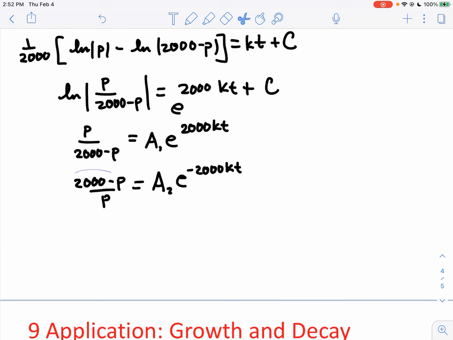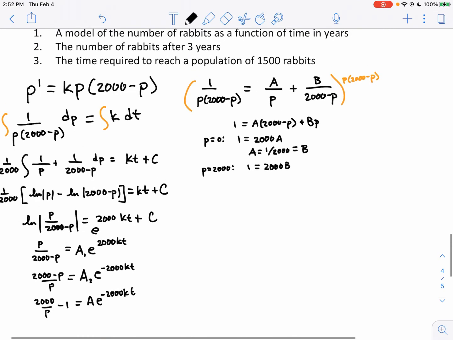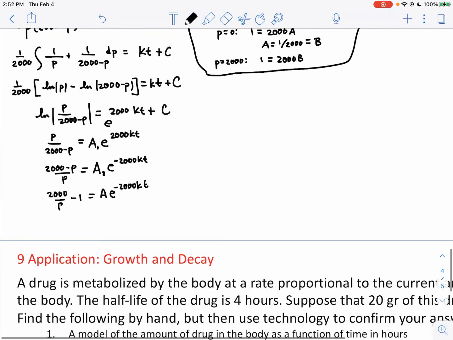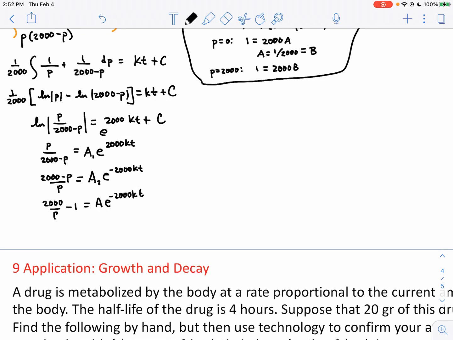And the reason why inverting it was nice was I can now split the denominator p up and say this, that 2000 over p minus 1 is equal to, I'll just put a again, e to the negative 2000 kt. I'm going to add the 1 and then invert both sides again. So let's have this boxed off. Add 1 to both sides and invert again. Okay, so add 1, I'll do this in 2 steps. 2000 over p is equal to 1 plus a e to the negative 2000 kt.